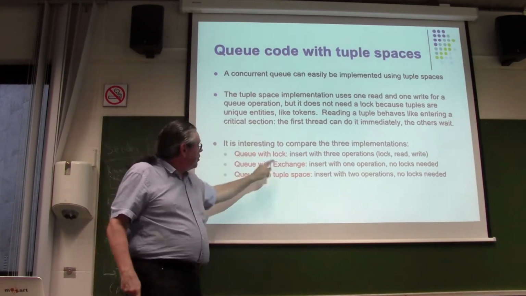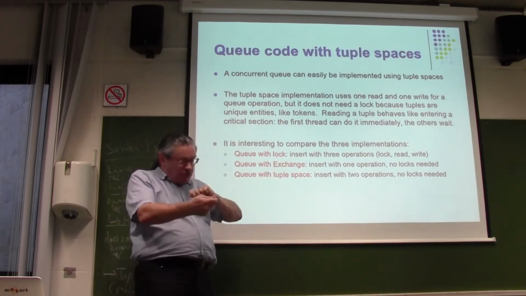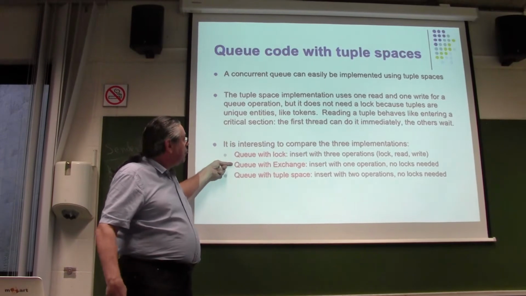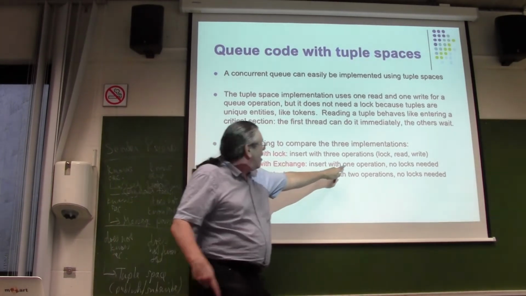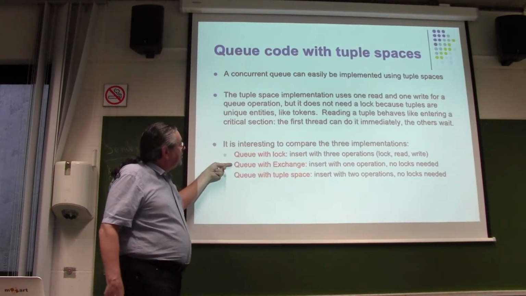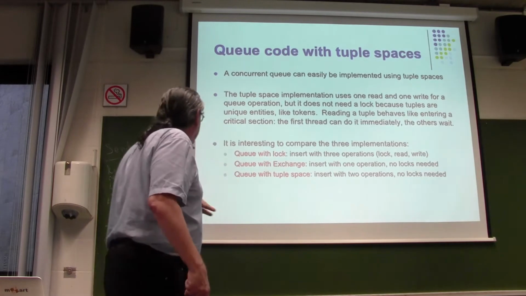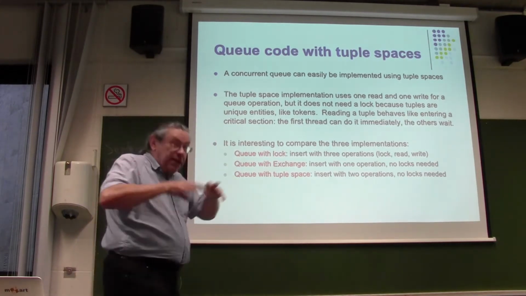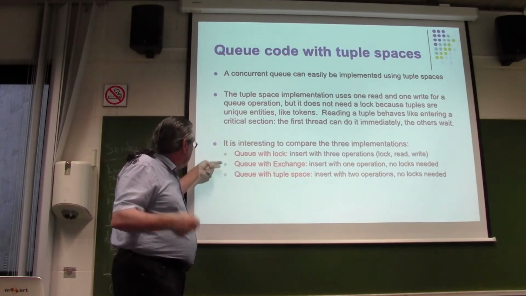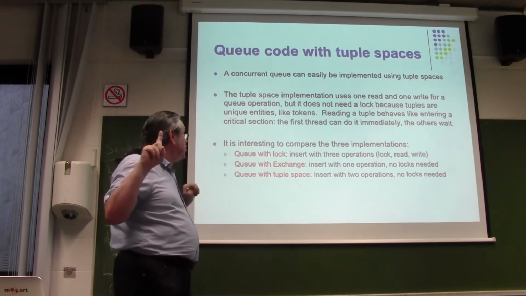You can also do a queue with an exchange. That works because an exchange is read and write, and the queue only has to do one update. So that works because you have only one update. You can't always do it with exchange. When you do transactions, which we will see next time, you do many operations and you cannot use exchange anymore. You still need a lock again. But with the queue, you only do one update, so you can just use an exchange.